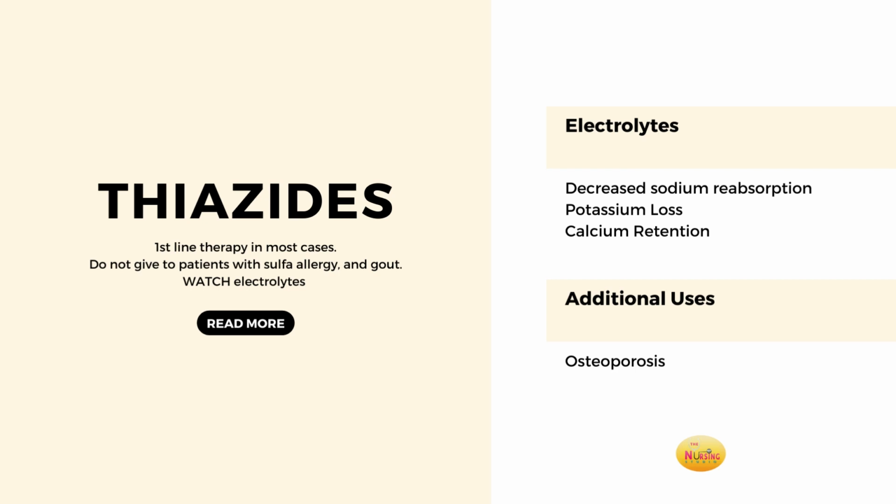Just take note of that, so that when you are reading the scenarios and processing through how to treat, think of all these factors, because yes, this is first line in most cases. And so for boards purposes, if they're looking for the initial treatment, you're typically going to go with this. But if they start to give you scenarios where these electrolytes are off, or the patient has a sulfur allergy or gout, you don't want to go with that, right? So I need you to be able to identify that for boards as well as practice.